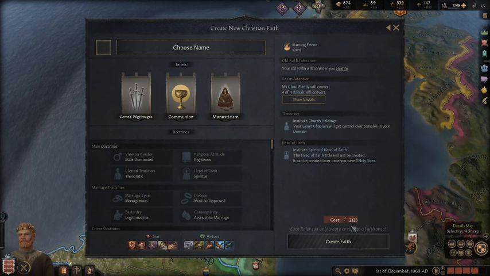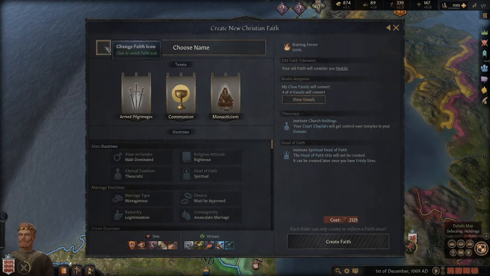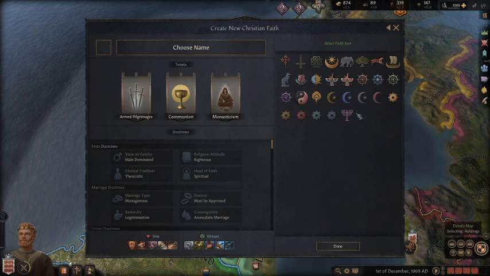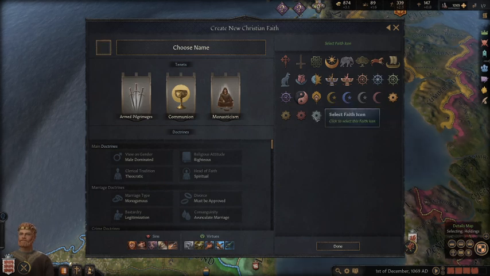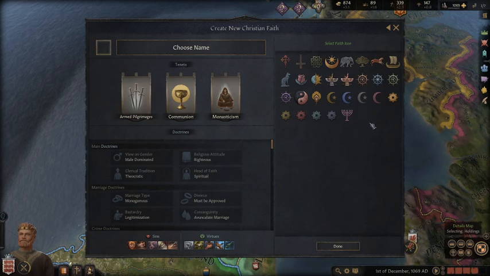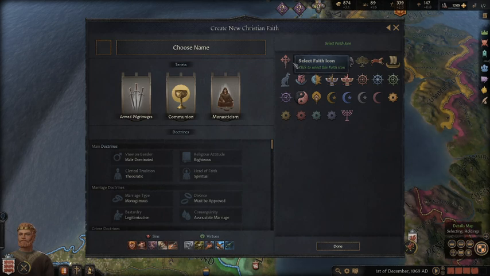It costs 2,000. I was in faith, so we're nowhere near that. But maybe at some point. Dude, we have a whole selection of icons, including a variety of non-Christian icons. In fact, like this, it's only showing one cross, one non-inverse cross as an option.